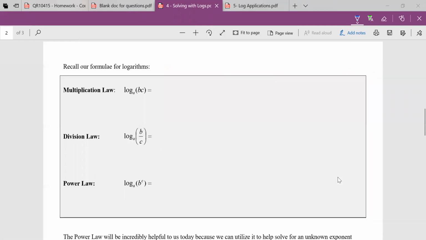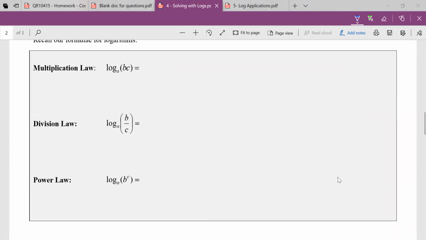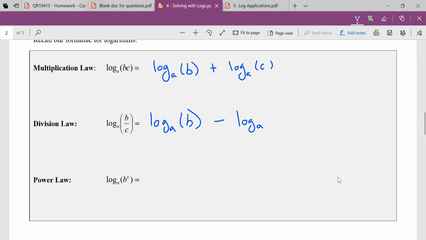Now, a couple things to remember. Our most important formulae, which are on our formula sheet, of course. What I just want you again to remember is that multiplication turns into addition, that division turns into subtraction, and those two aren't going to be super important for us today, but they'll play a part. But it's this last one here, the power law, which we're going to use a lot, where this power can turn into a coefficient. Okay, so there's our main three laws.